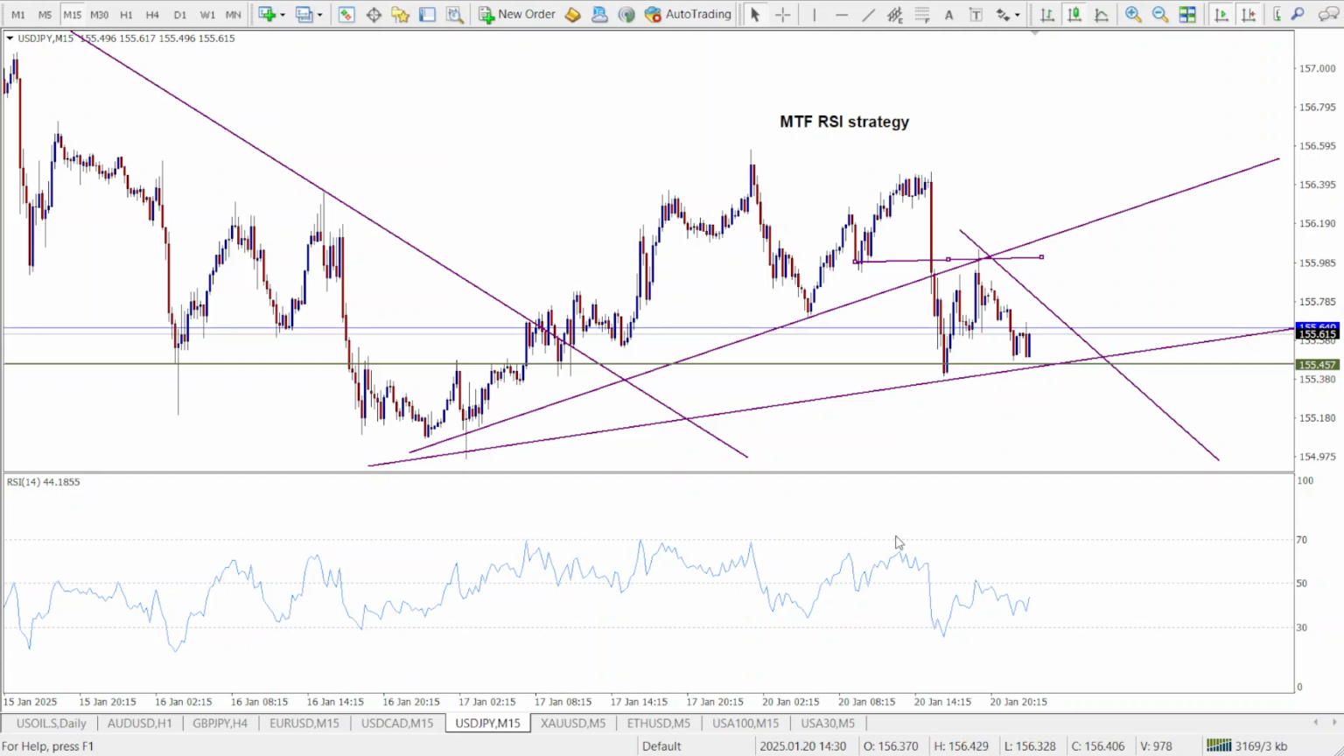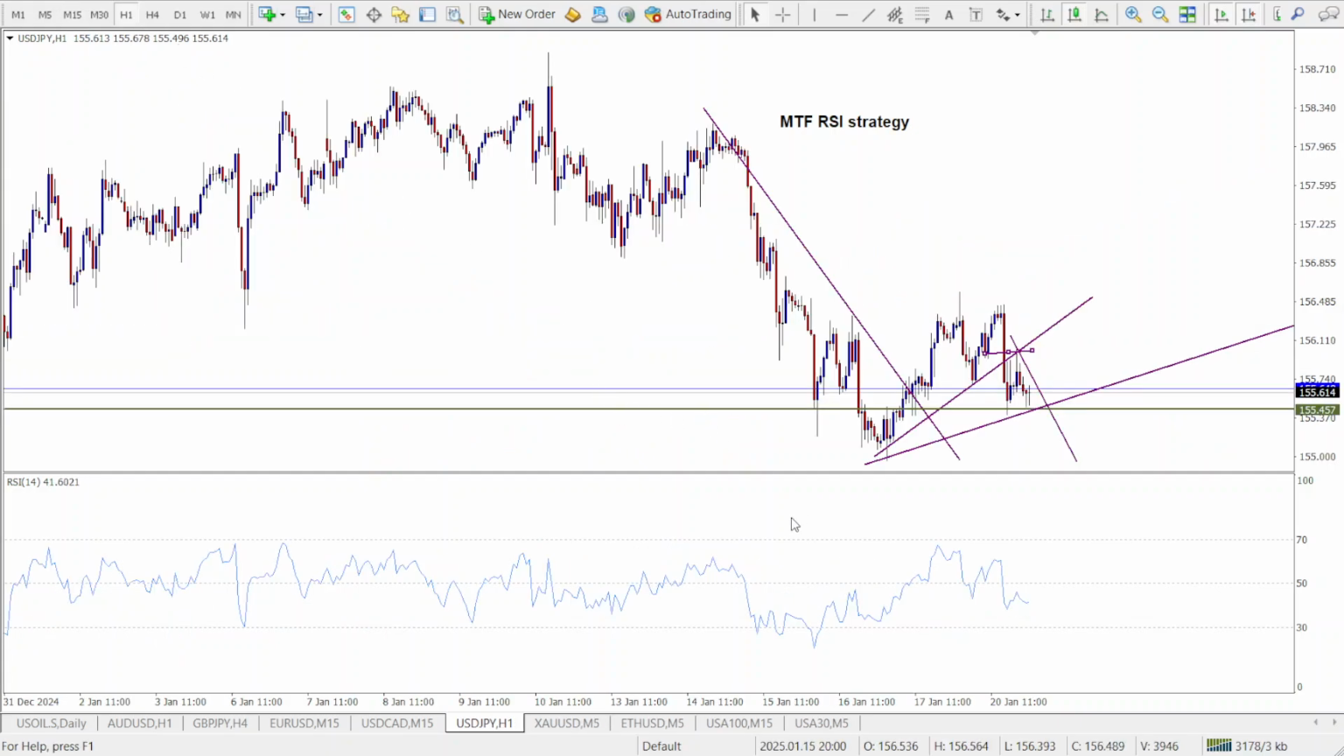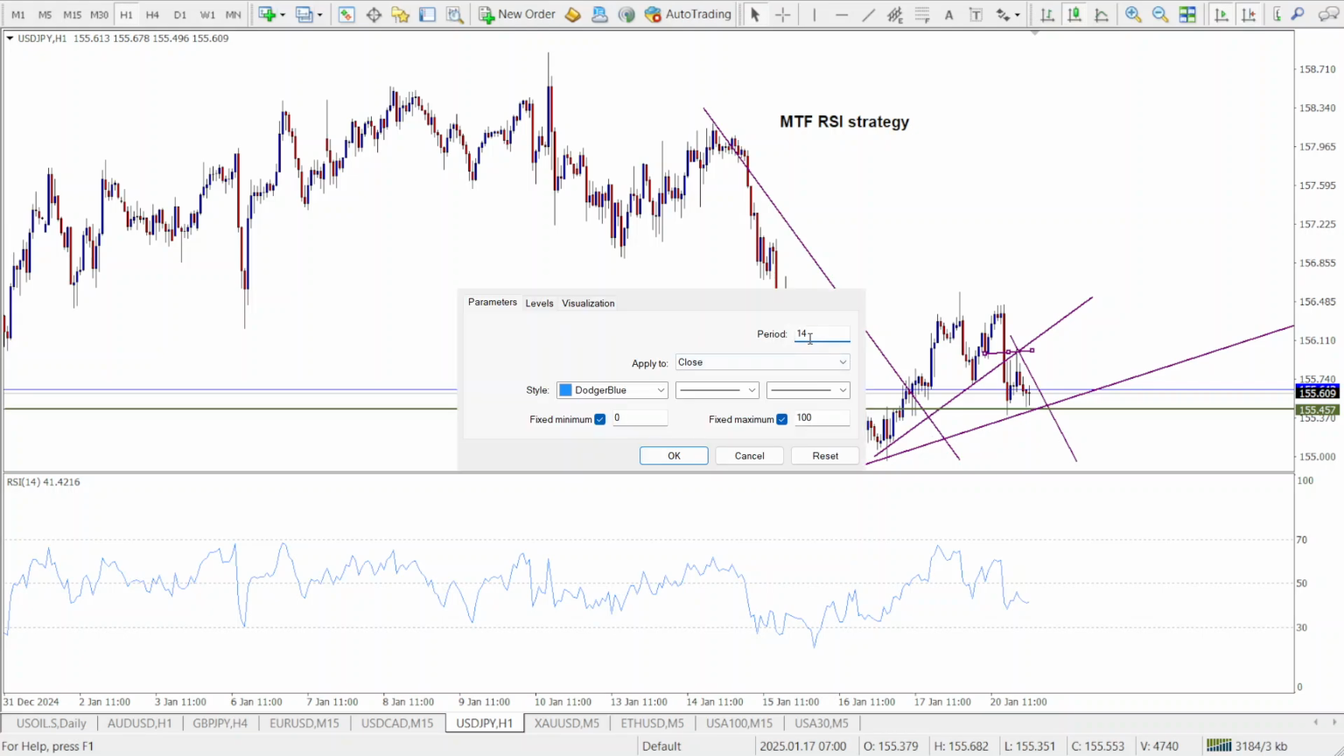The second step is to apply the RSI indicator. You would want to apply the RSI indicator to both charts, both the 15-minute and the 1-hour. The default setting for the RSI is usually a period of 14, as we can see here.